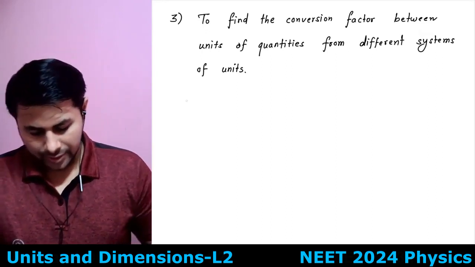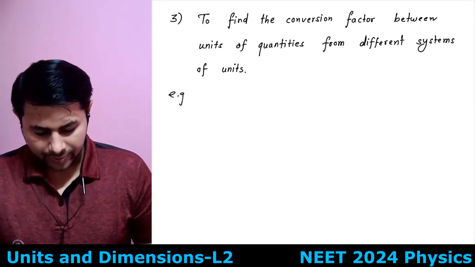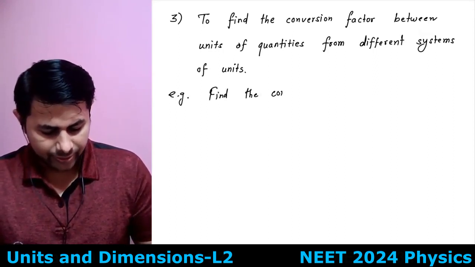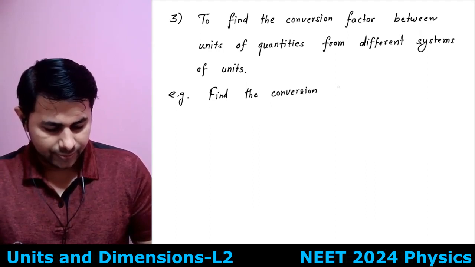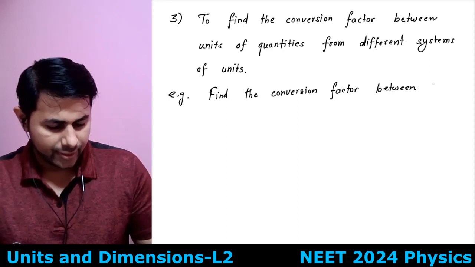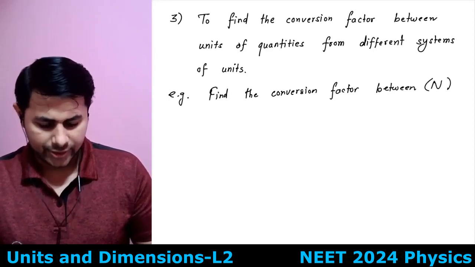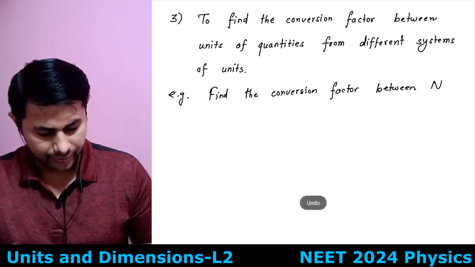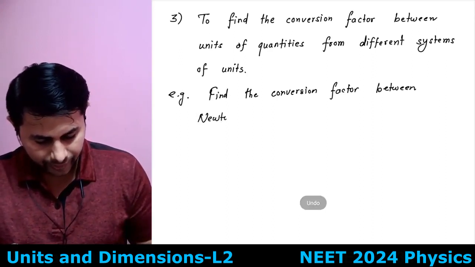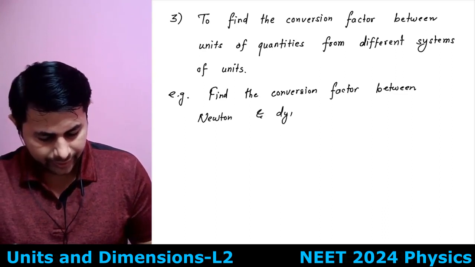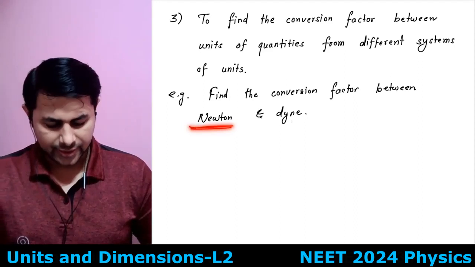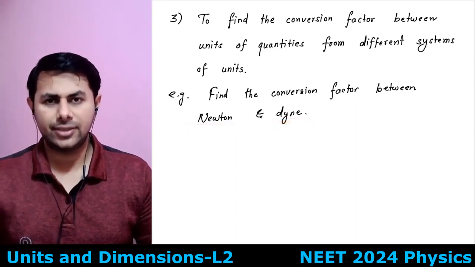Okay. So let's consider this example. Find the conversion factor between Newton, which is the unit of force, and dyne. So this is the unit of force in SI system. This is the unit of force in CGS system.